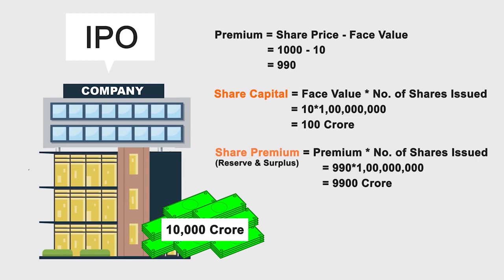So, if you multiply the face value with the number of shares issued, then you will get the share capital of the company. Then, if you multiply the premium added with the number of shares issued, you will get the share premium of the company. This is included in the reserves and surplus.